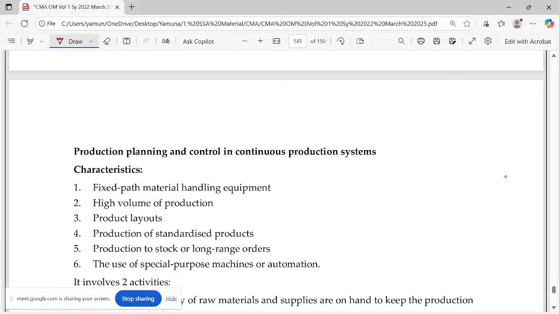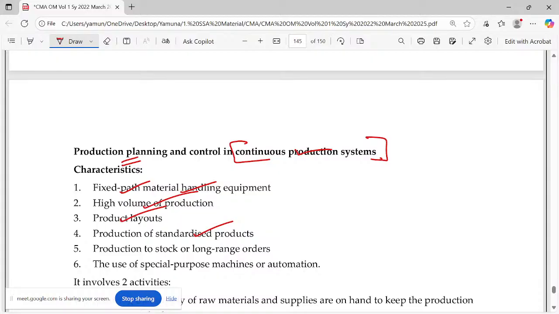Let me continue. We are particularly going to deal with production planning and control in continuous production system. When you say continuous production system, there will be fixed-path material handling equipment because it's continuously going to produce chemicals, gases and other things. High volume of production, yes, it will go in tons and tons. Product layouts have to be particularly defined. Standardized products will be there.